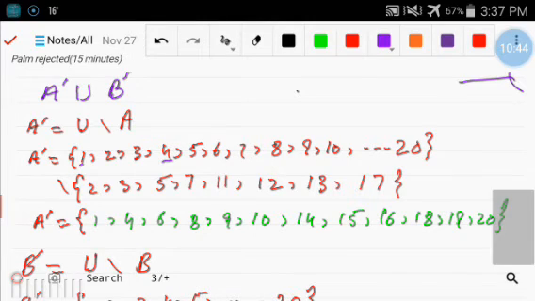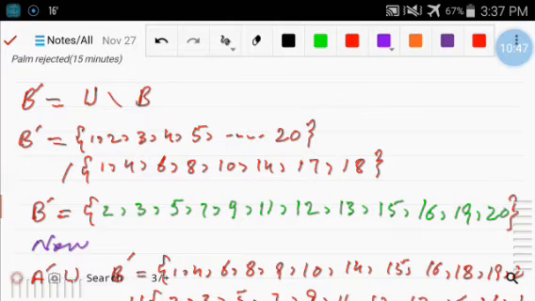Now we find B complement. B complement is equal to U difference B, meaning the elements in the universal set but not in set B. So this one is the universal set difference set B. So B complement is equal to 2, because 2 is in set U but not in set B. Similarly 3, 5, 7, 9, 11, 12, 13, 15, 16, 19 and 20.